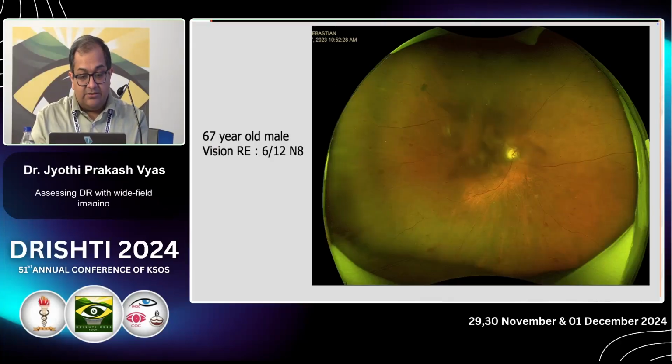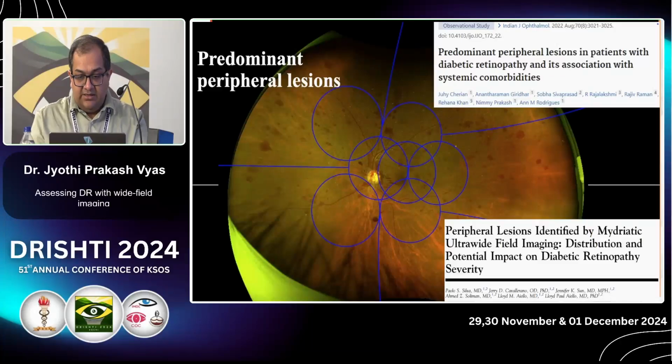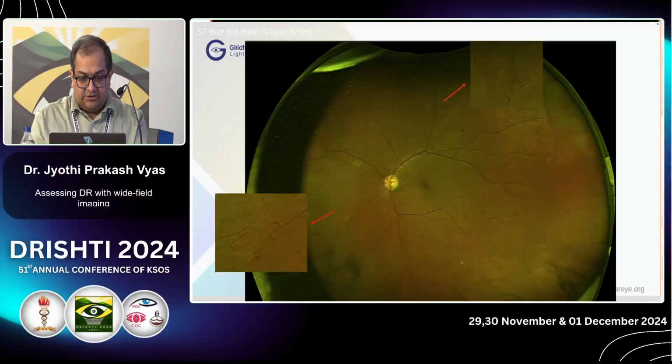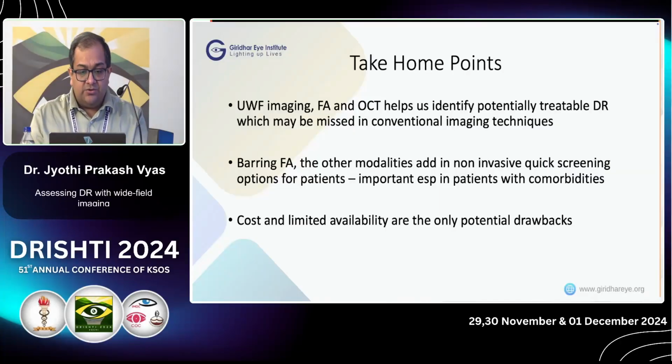These are some examples which look like a mild, moderate or severe stage, but when you do an angiogram, you can see a well-defined neovascularization all around. These are similar lesions. Due to paucity of time, I'll just skip through them. Similar details coming out.